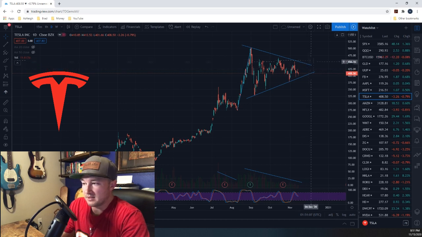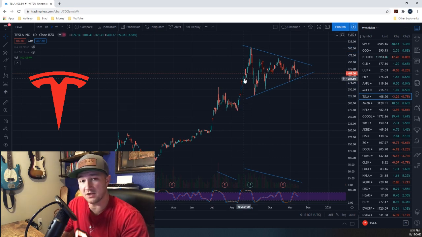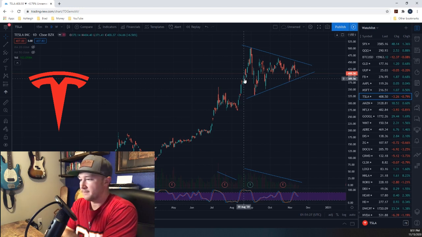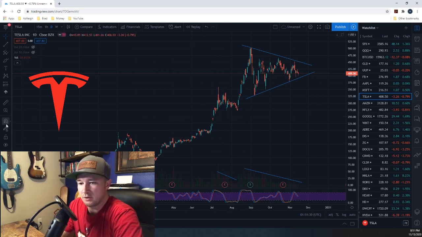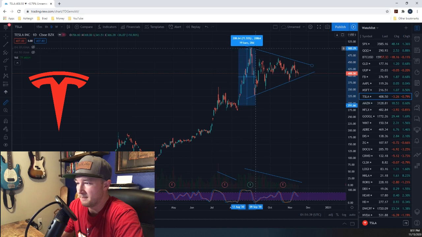And if it breaks above the resistance up top, we can measure the target to the upside by the length of the flagpole. Okay, so let's go ahead and do that so we can get a price target and see where we can expect Tesla to go from here if it breaks out to the upside. So I'm going to get rid of that flagpole just to make it a little bit more clean so we can measure from the bottom of the flagpole to the top of the flagpole to get an idea of what our upside is going to be.